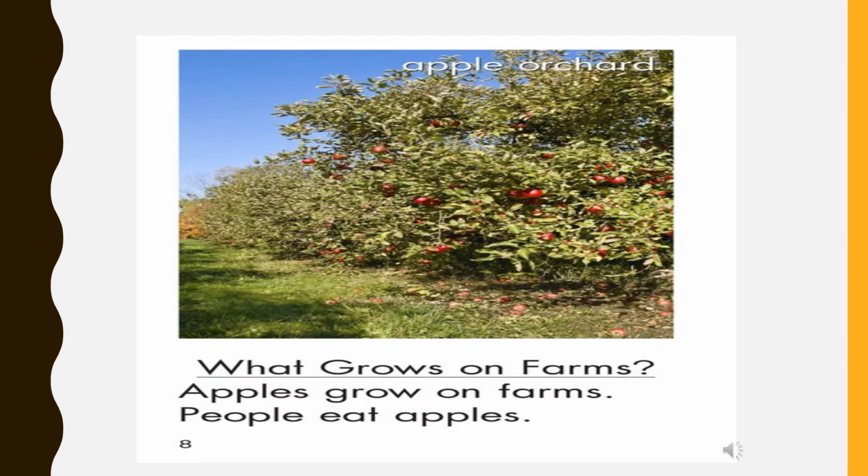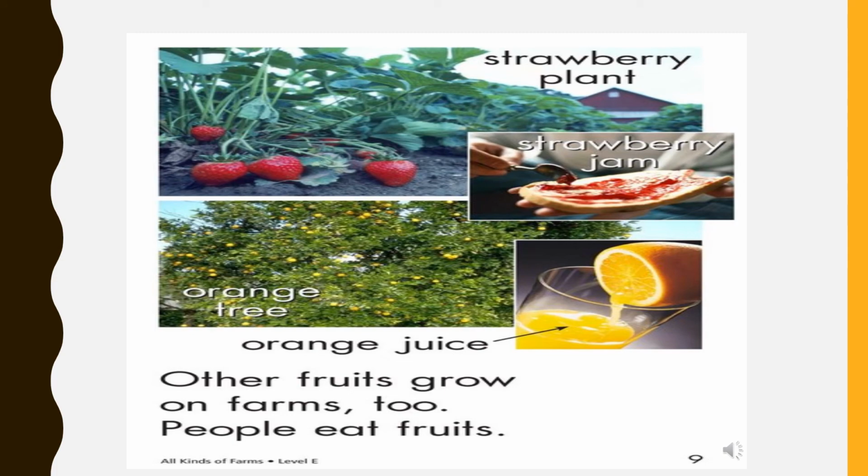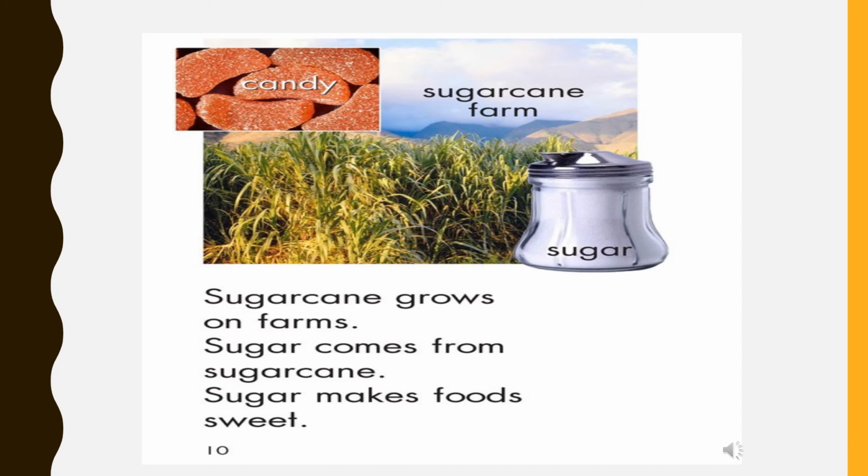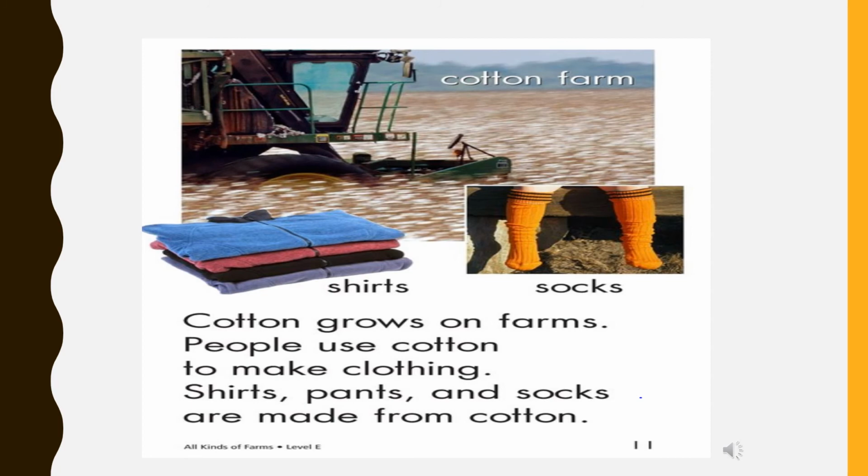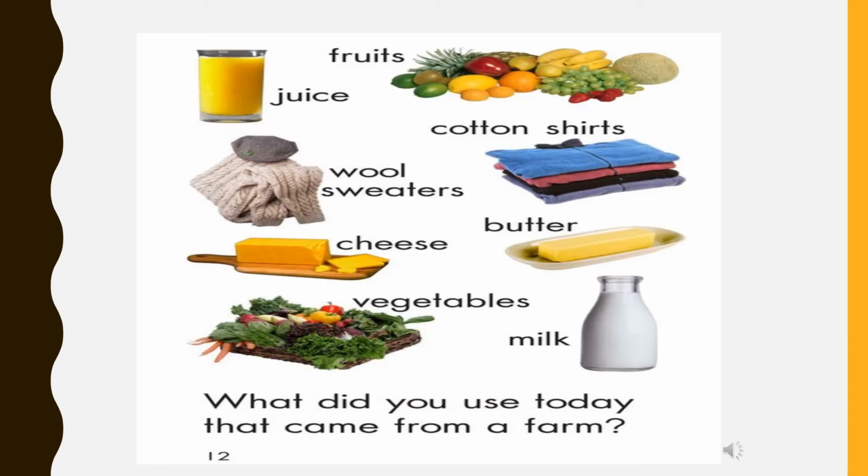What grows on farms? Apples grow on farms. People eat apples. Other fruits grow on farms too. People eat fruits. Sugarcane grows on farms. Sugar comes from sugarcane. Sugar makes foods sweet. Cotton grows on farms. People use cotton to make clothing. Shirts, pants, and socks are made from cotton. What did you use today that came from a farm?